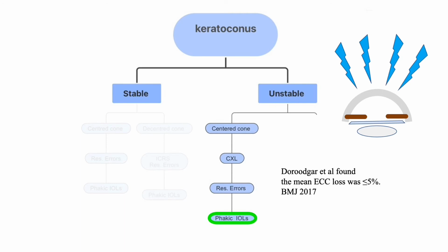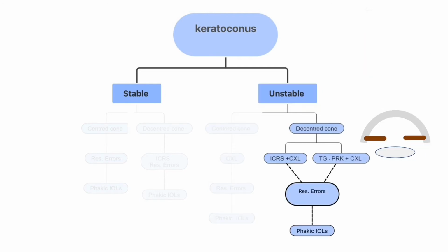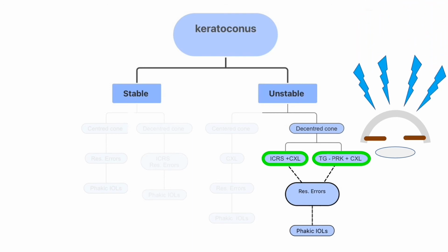De Rueger et al. found that the mean endothelial cell loss in keratoconic eyes was less than 5%, and that was comparable to myopic and hyperopic phakic intraocular lens implantation. And if the disease was unstable with a decentered cone, then the cornea should be regularized by an intracorneal ring segment or a topography-guided PRK with simultaneous or sequential corneal collagen cross-linking. The residual refractive error can later be corrected by a phakic intraocular lens.